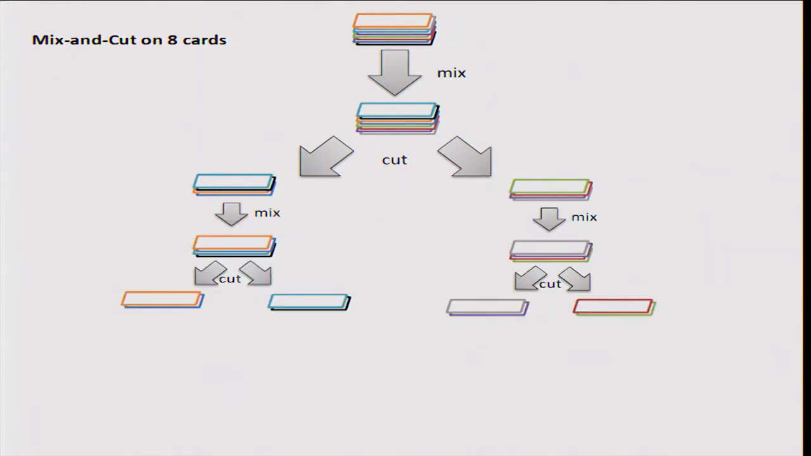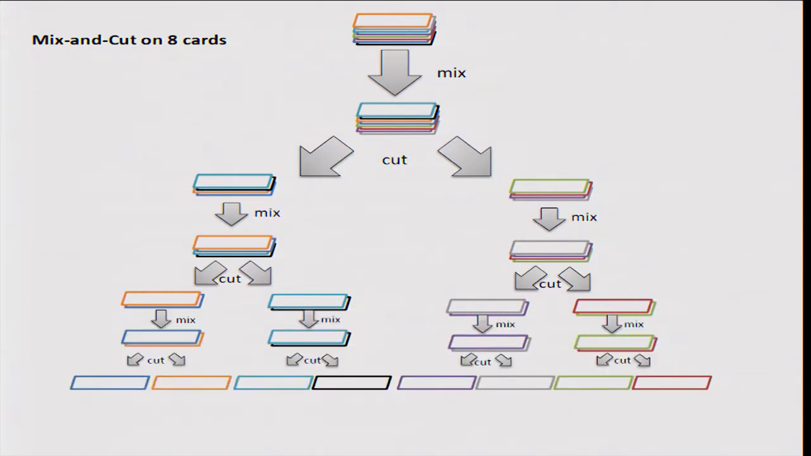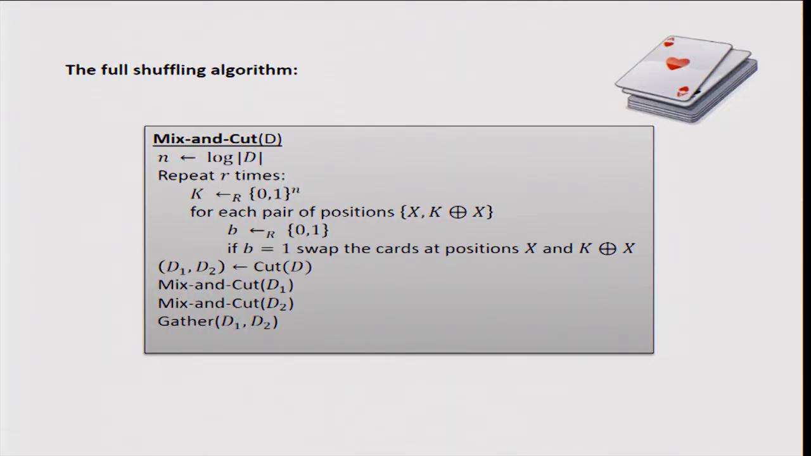We'll do mix and cut on each of those halves. We'll end up with 4 piles of 2 cards each. Then we repeat it again on each of those piles, and we end up finally with 8 piles, 1 card each, and we're done at this point. We just have to gather those cards back together into our fully shuffled deck. Okay, so this is just a simple example of mix and cut on 8 cards. And it's actually pretty simple to just give pseudocode for this.